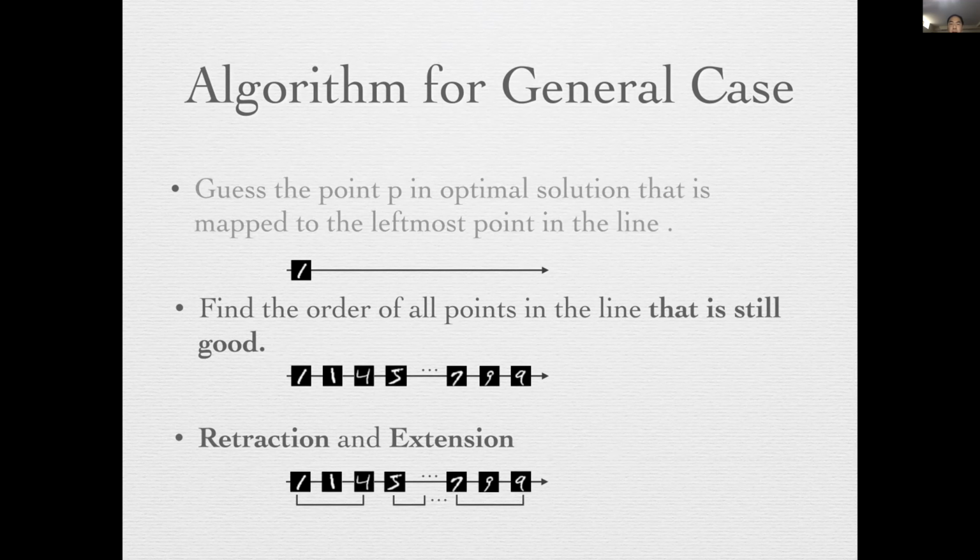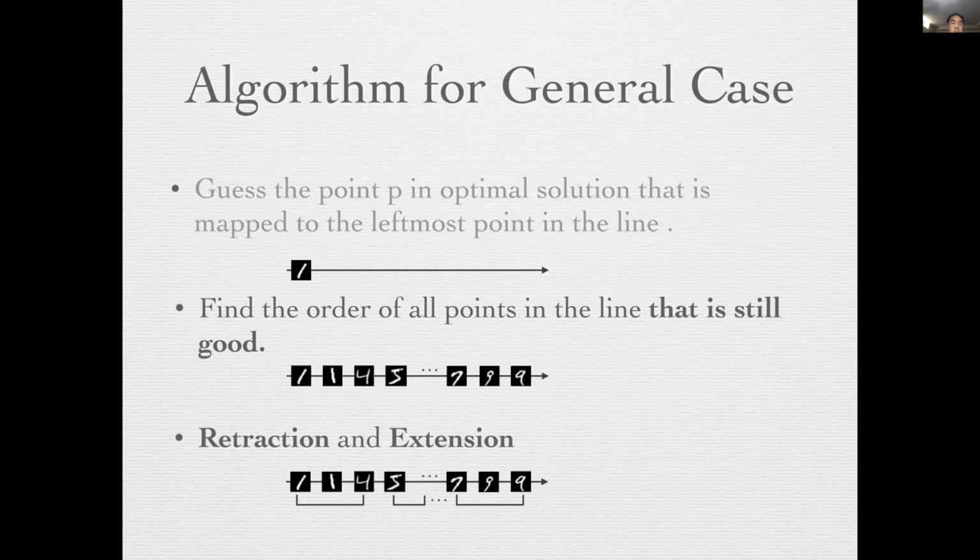But this time, things are more difficult, and we can't just use the constraints like Pij because some constraints are not satisfied. Here we find an order that is still good by constructing a tournament based on the leftmost point, and then removing the minimum feedback arc set. After we remove the feedback arc set, we can have the topological order of all the points in the line.